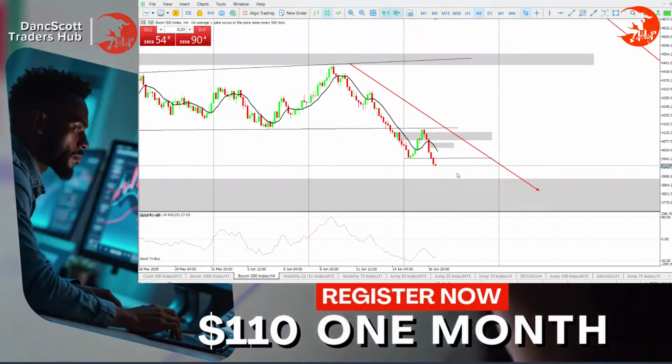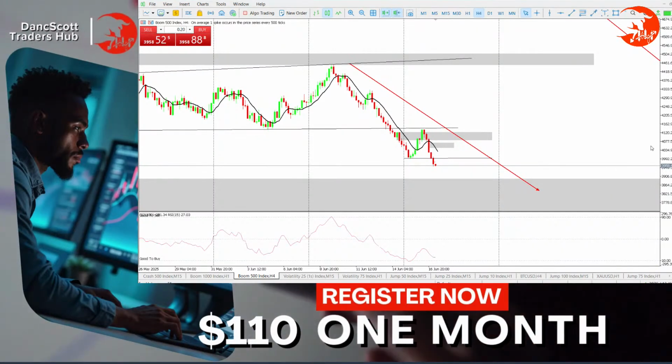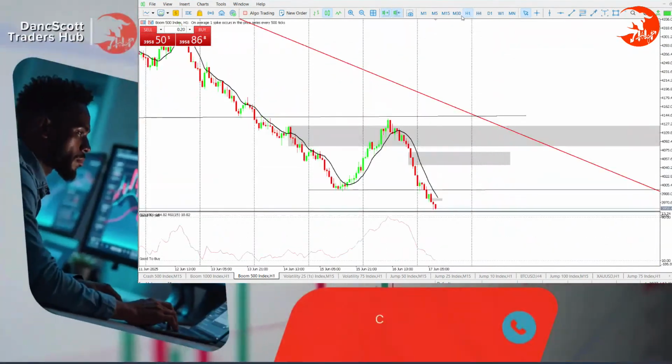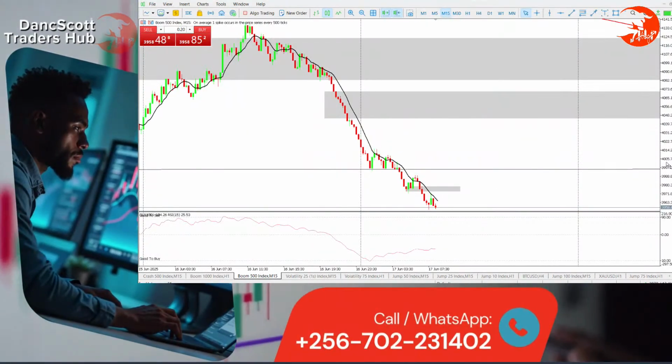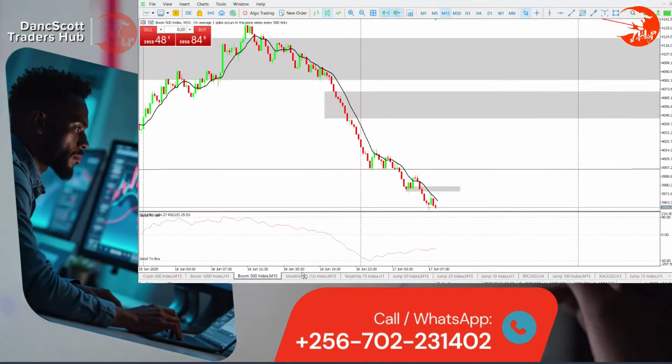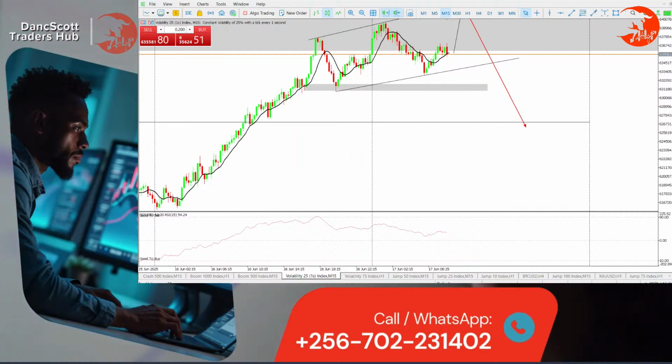We still want it to reach here, though. So the sell is still on, but it is very slow, so I don't trade slow markets. You rather leave it.